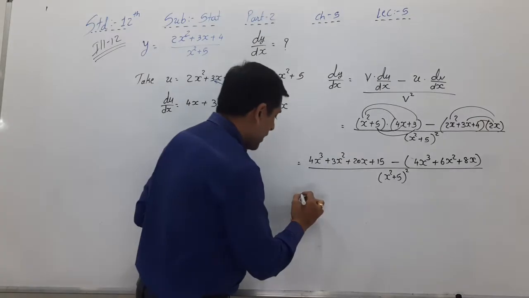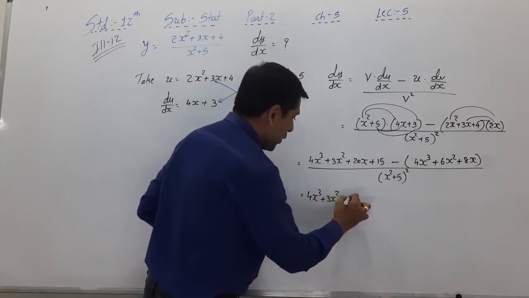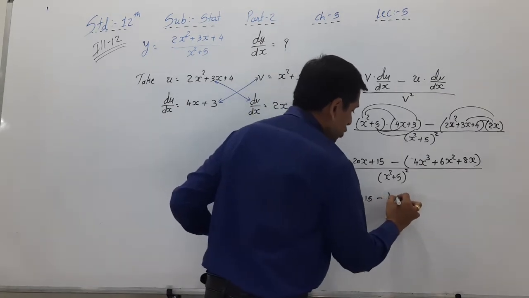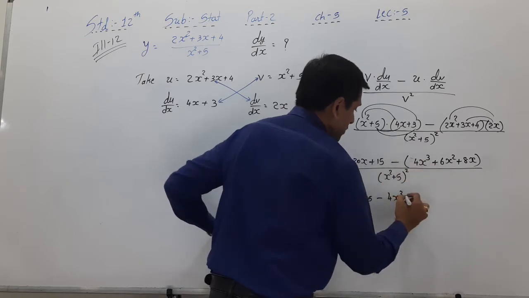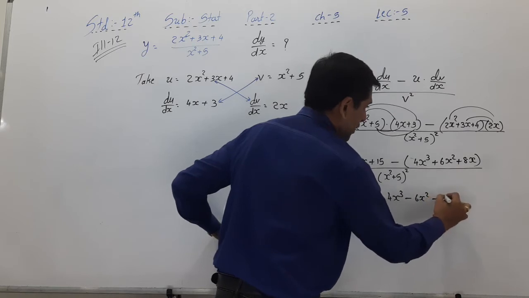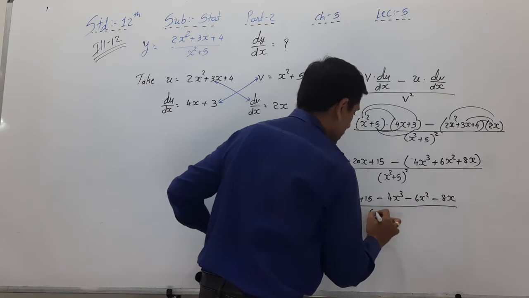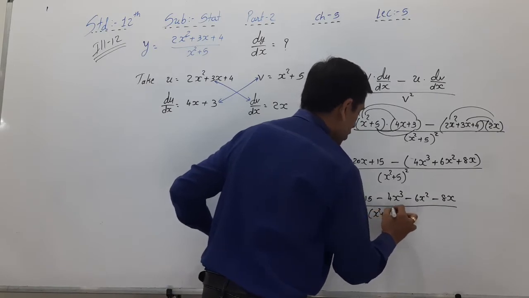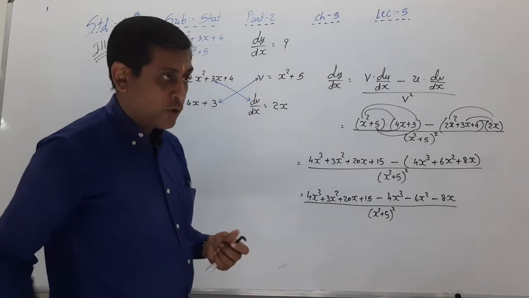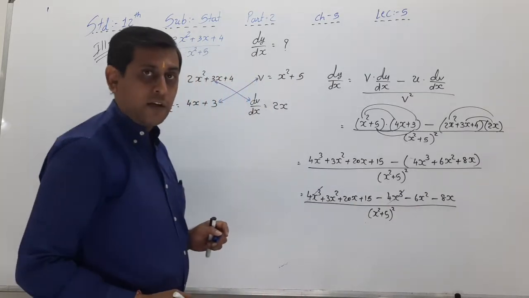Okay, so here I am writing 4x cube plus 3x square plus 20x plus 15 minus 4x cube minus 6x square minus 8x, divided by x square plus 5 whole square. Now 4x cube and 4x cube, plus and minus, that's why they cancel.